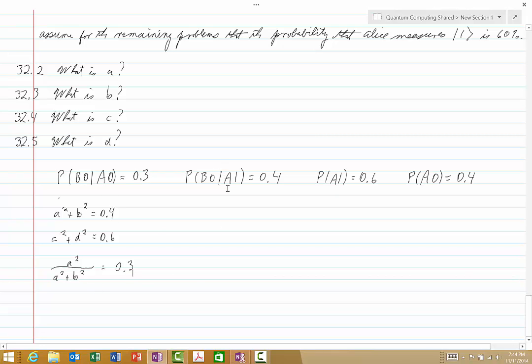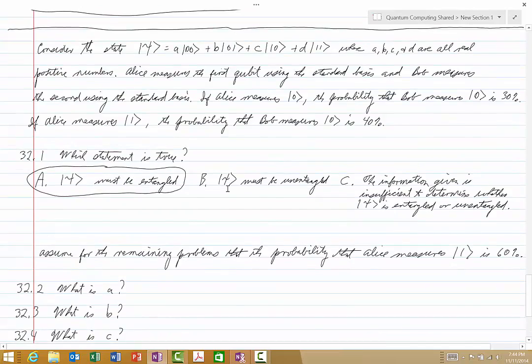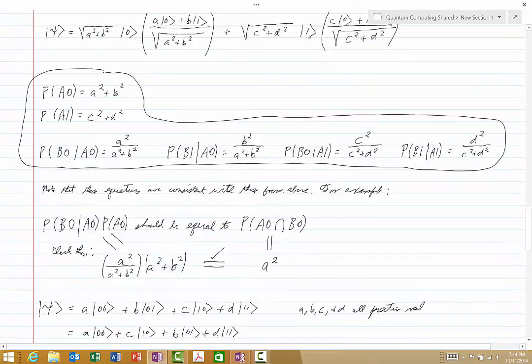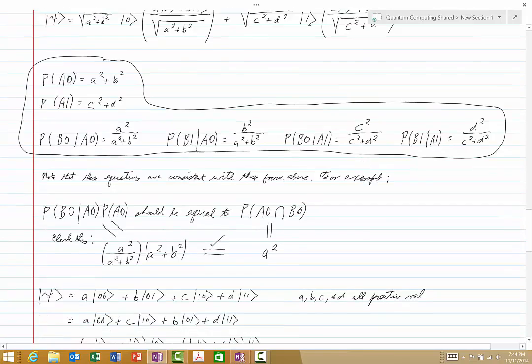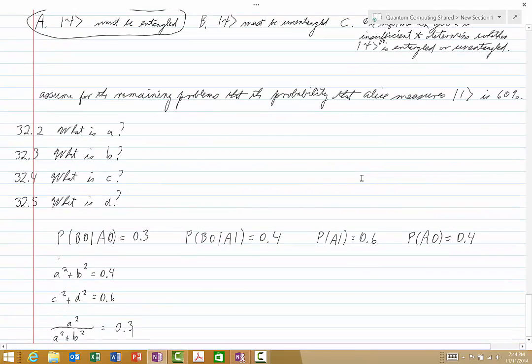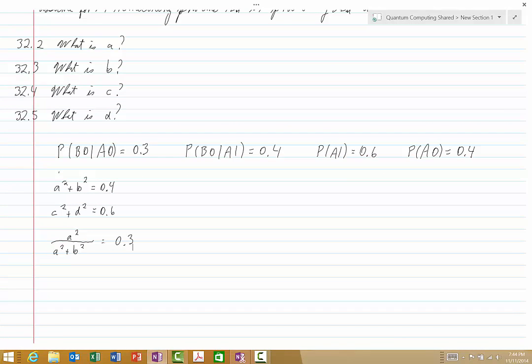That's P of B0 given A0. And what about P of B0 given A1? P of B0 given A1 is C squared over C squared plus D squared. So C squared over C squared plus D squared, that is P of B0 given A1, and that is 0.4.